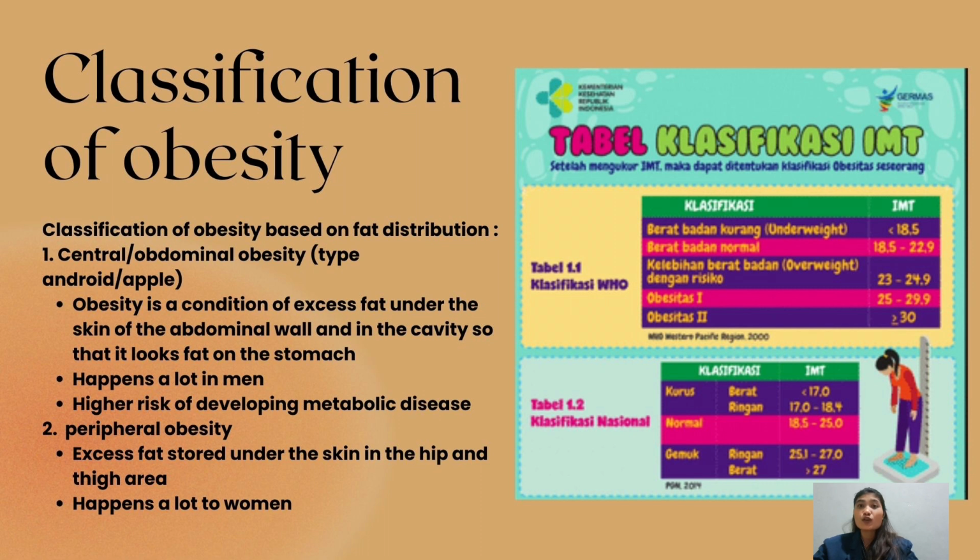The next is classification of obesity based on fat distribution. The first is central or abdominal obesity. This is a condition of excess fat under the skin of the abdominal wall and in the cavity, so that it looks fat on the stomach. It happens a lot in men and carries a higher risk of developing metabolic disease. The second is peripheral obesity. Excess fat is stored under the skin, in the hip and thigh area, and happens a lot to women.